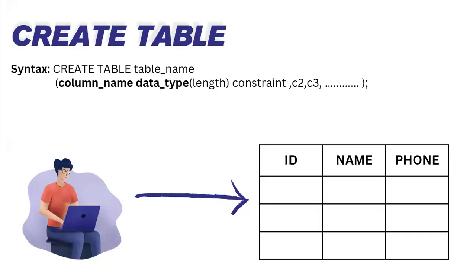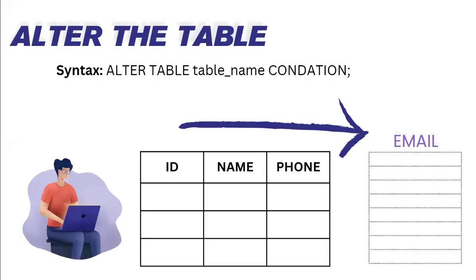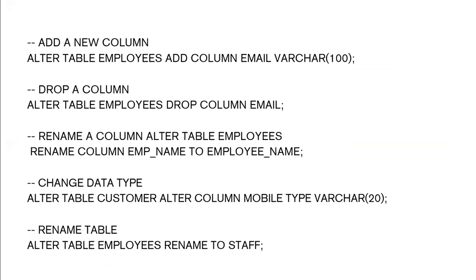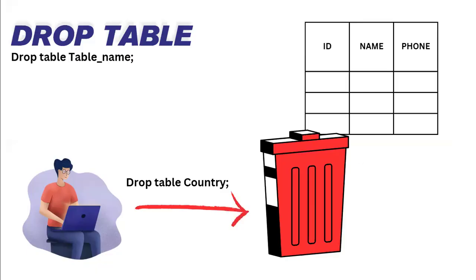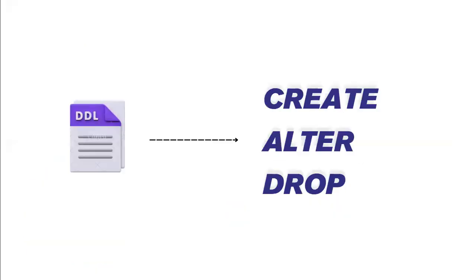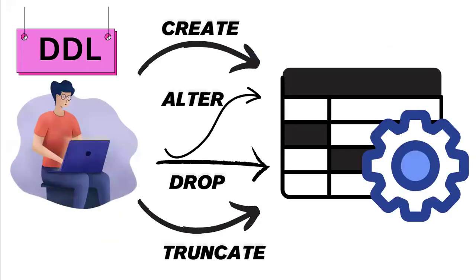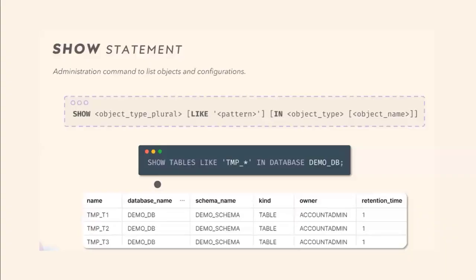Okay. So we can create table, same syntax, create table, table name. And the data types are same. Alter commands for altering, adding, removing all these things. And we have a drop table command for dropping the table. So create, alter, drop, or truncate are DDL commands.